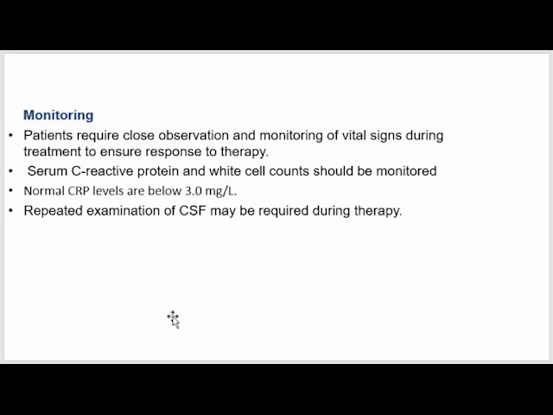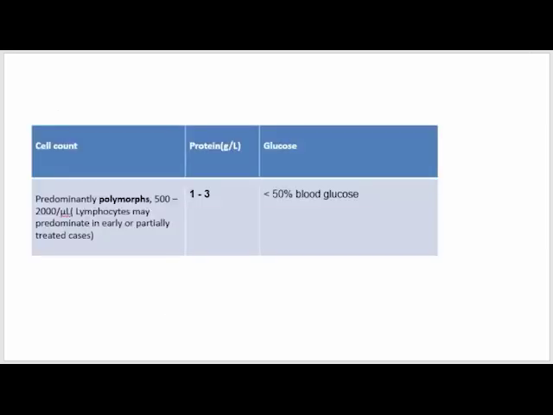You do the biochemistry. So if you start treatment and the patient is responding, the cells should be back to normal, less than 5. Proteins should be up to 0.4 grams, should be less. Glucose should be able to increase and be normal. So that's how you monitor therapy. Okay.